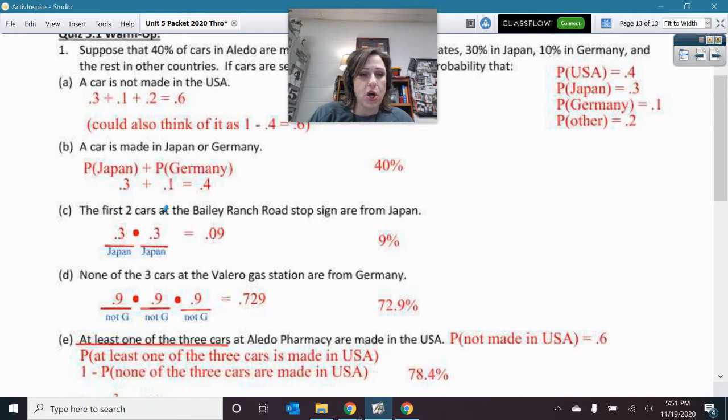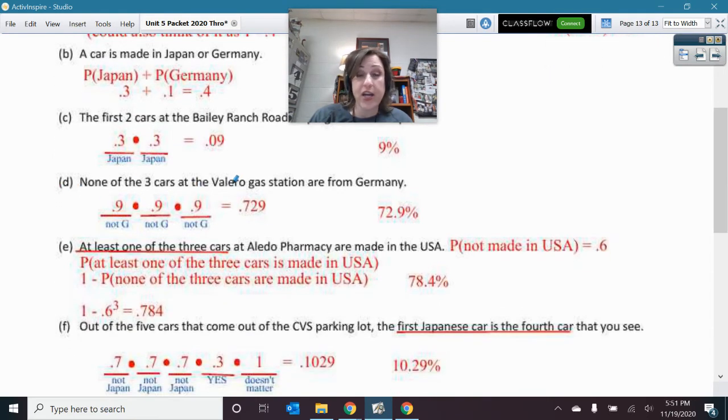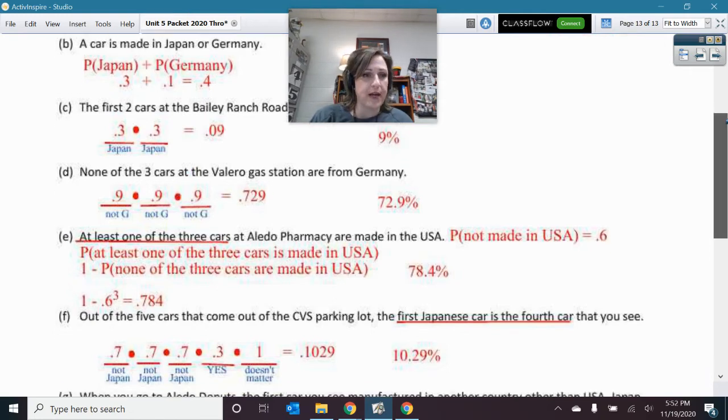The first two cars at the Bailey Ranch Road stop sign are from Japan. The first one's from Japan and the second one's from Japan. So that's a 9% chance. None of the three cars at the Bearcat gas station are from Germany. So this one is not from Germany, and this one is not from Germany, and this one is not from Germany. Okay, so that's a 0.729.